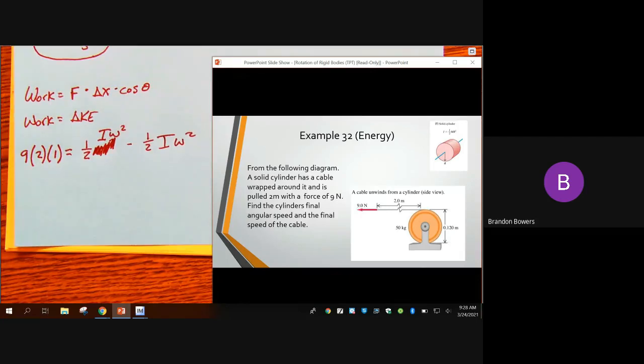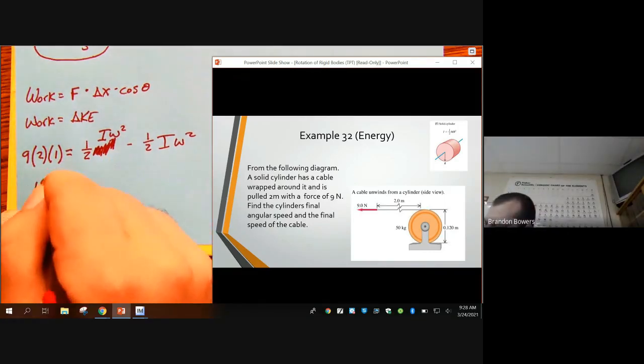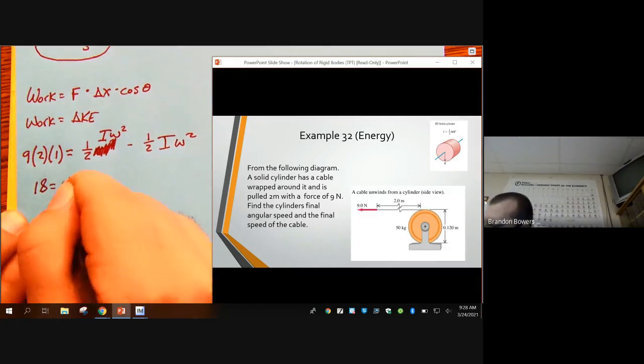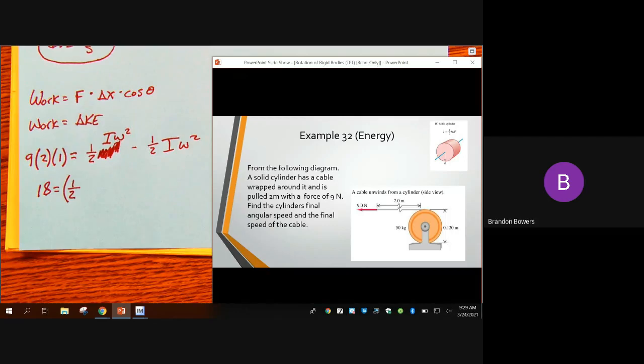Why are you subtracting it? It's delta KE. All right. Okay. So let's solve. Obviously the left side, 18, is equal to 1/2 my inertia. So my initial, or I should say, final minus initial.